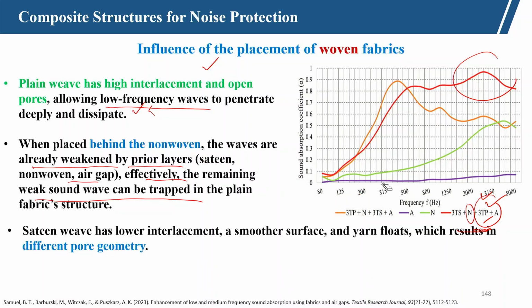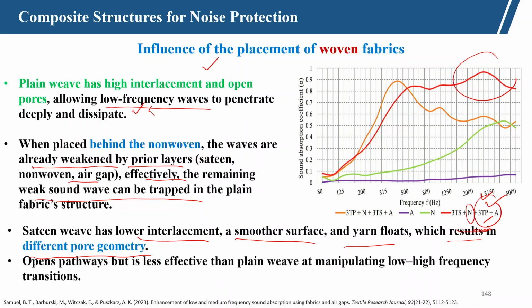Satin weave basically has a lower interlacement, a smooth structure and smooth surface, and the yarn floats are more. This results in a different pore geometry. So, the pore geometry will be entirely different from the plain weave. It opens pathways, but is less effective than plain weave at manipulating low to high frequency levels.